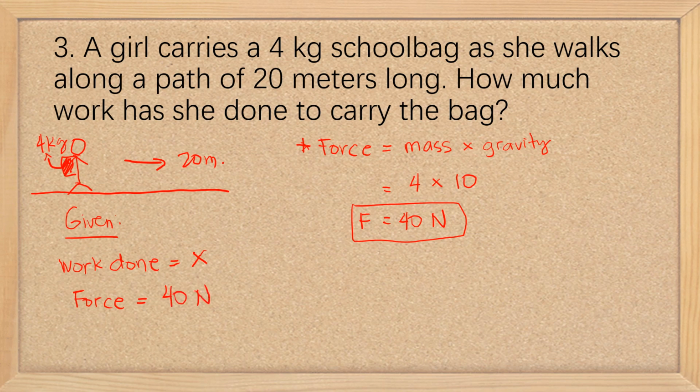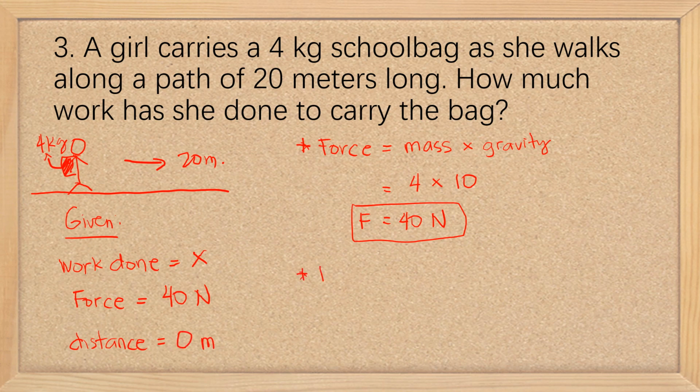However, if you look at now the distance, yes, the object is moving, right? However, the applied force is not into the bag, right? The applied force is into your legs so that you can move. So therefore, the distance here is 0. So that will be 0 meters.